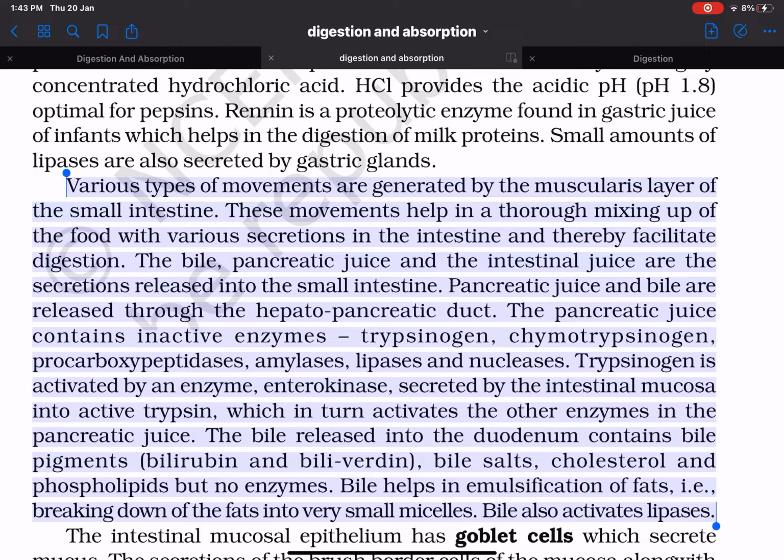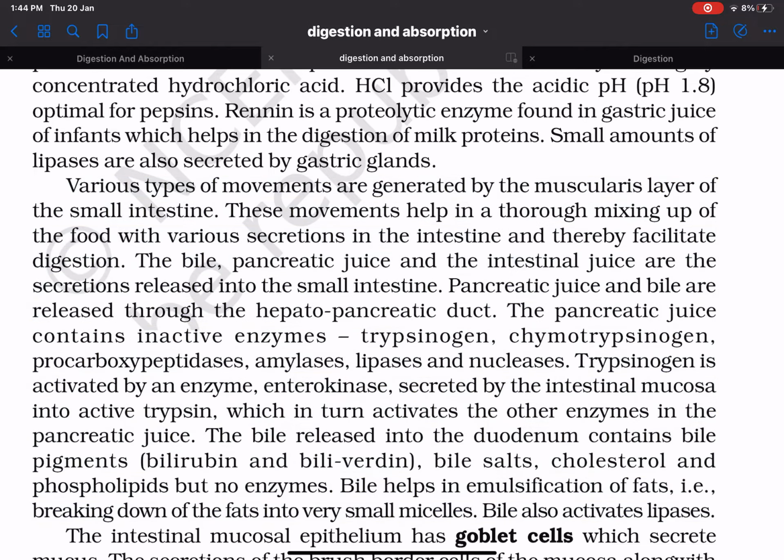The bile released into the duodenum contains bile pigments, bilirubin and biliverdin, bile salts, cholesterol and phospholipids but no enzymes. Bile helps in emulsification of fats, that is, breaking down of the fats into very small micelles. Bile also activates lipases.